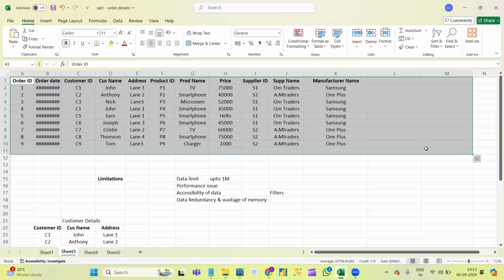Suppose, taking the same example, I'm selling some products online and I started storing my data like this. I have this many columns which we saw previously: order ID, order date, customer ID, and so on. I have order details here, customer details, product details, and supplier details.